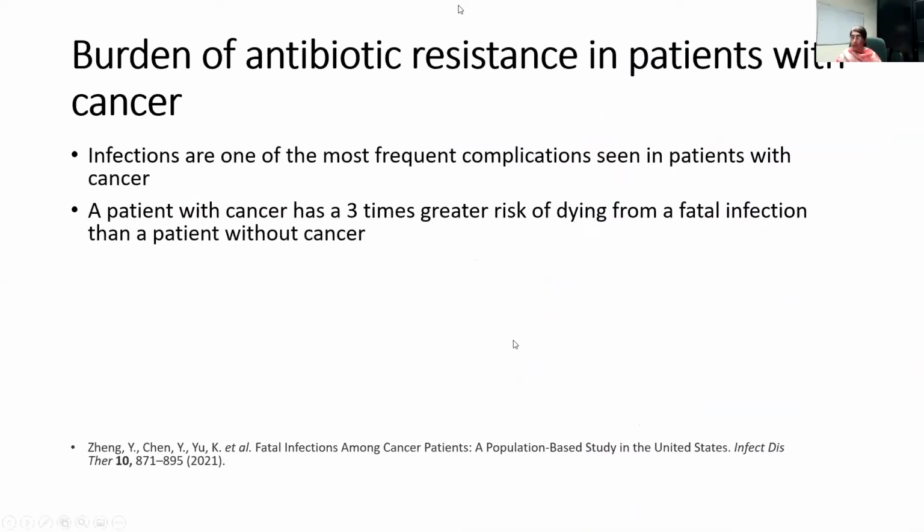Right now we're talking about the burden of antibiotic resistance in patients with cancer. The burden of antibiotic resistance in cancer patients is enormous, and it has a significant effect on outcomes and mortality. Infections are one of the most frequent complications seen in patients with cancer. Cancer patients are not only at increased risk of developing an infection, but they are also at an increased risk of dying from an infection. A patient with cancer has a 3 times greater risk of dying from a fatal infection than a patient without cancer.